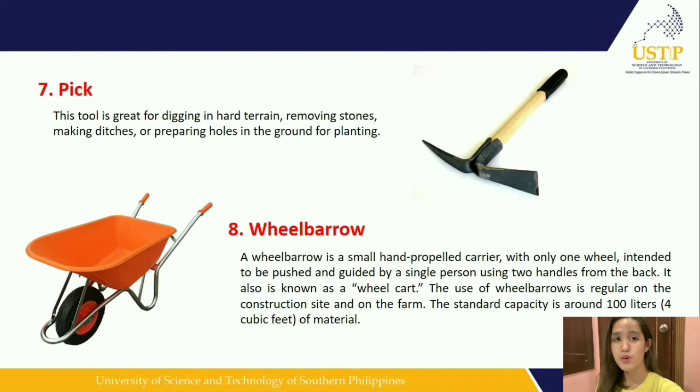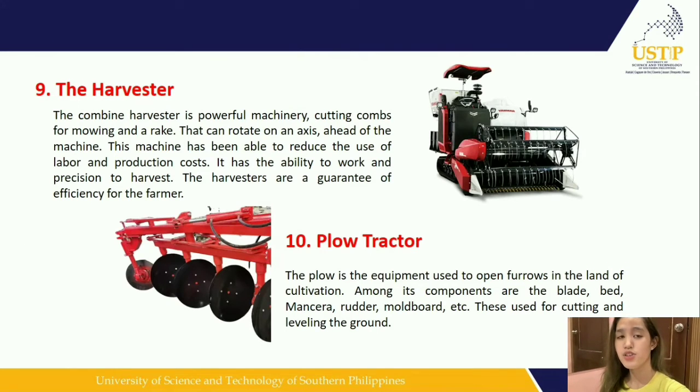We also have the wheelbarrow. A wheelbarrow is also called wheel cart. This is a small hand-propelled carrier with only one wheel intended to be pushed and guided by a single person. So a wheelbarrow is regularly used in construction sites and on the farm. Next is the harvester. This is a powerful machinery used to cut combs for mowing and a rake. It can rotate on an axis ahead of the machine. This machine has been able to reduce the use of labor and production cost.